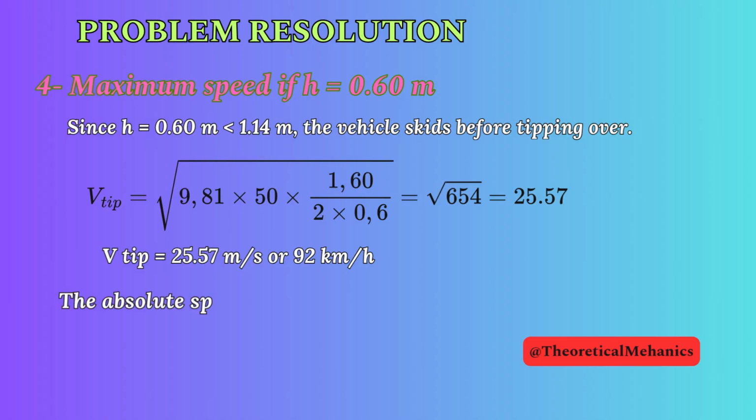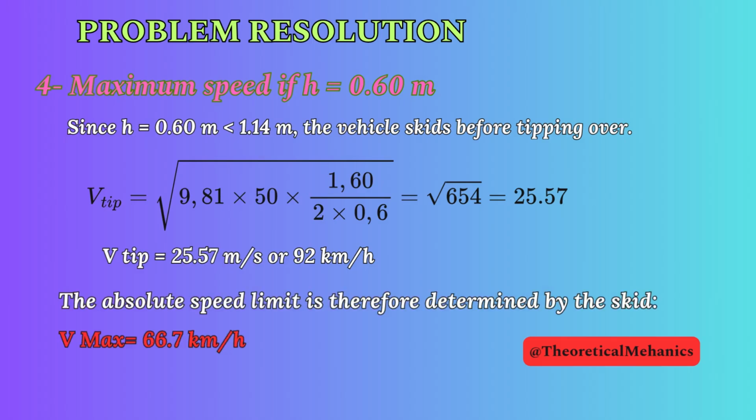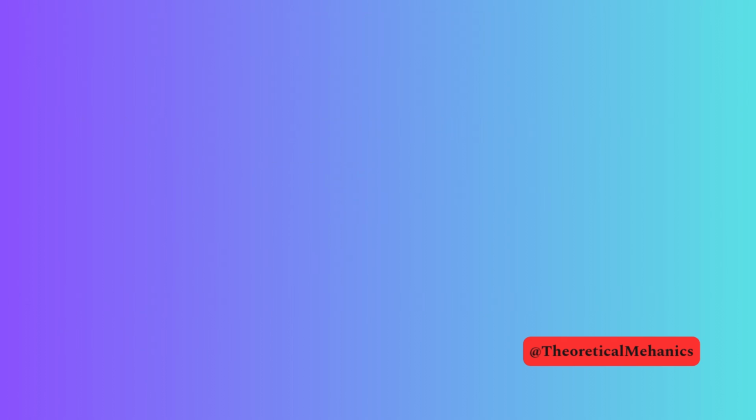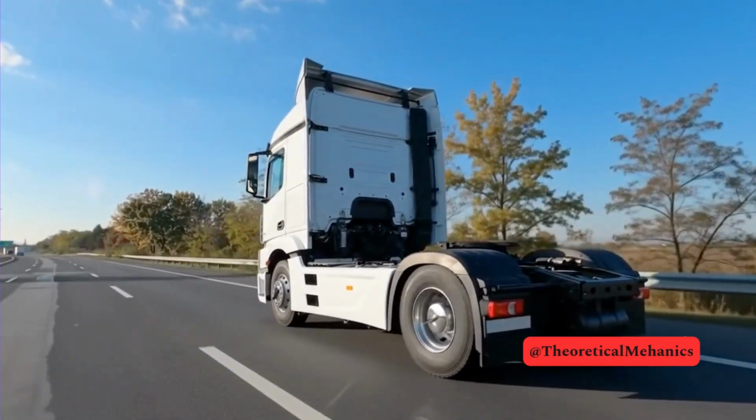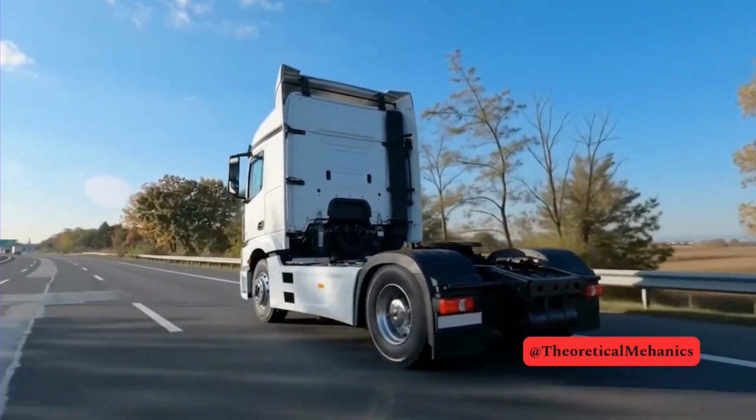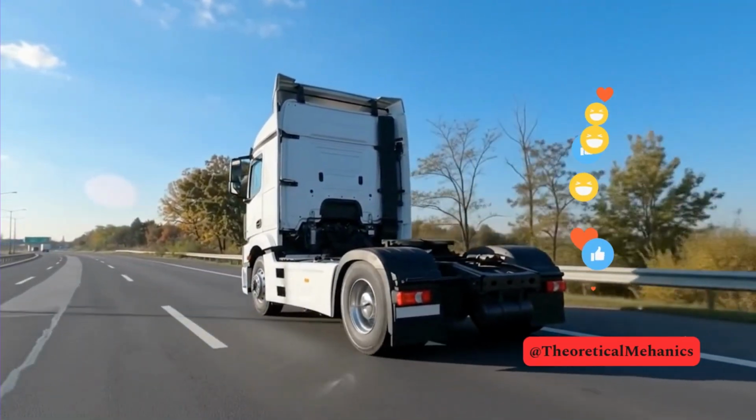The absolute speed limit is determined by the skid: v max equals 66.7 kilometers per hour. I hope that by the end of the video, you'll be able to clearly compare a vehicle skidding and tipping over, or rolling over.